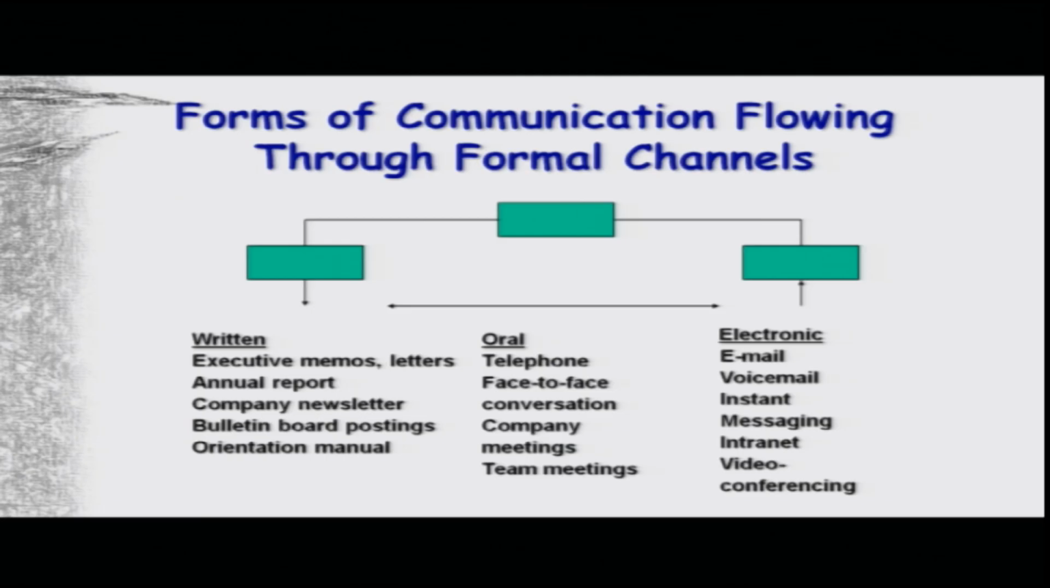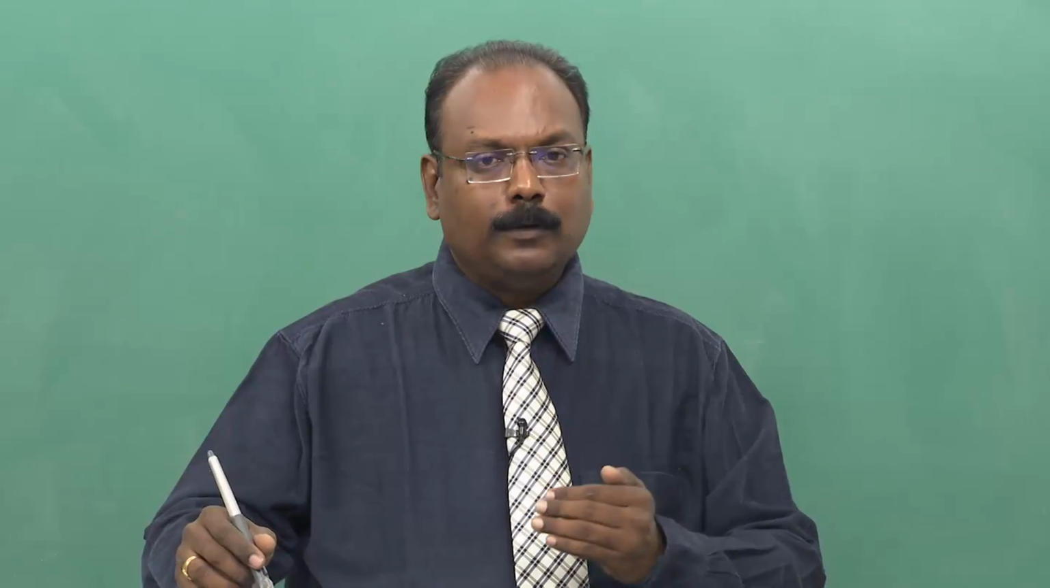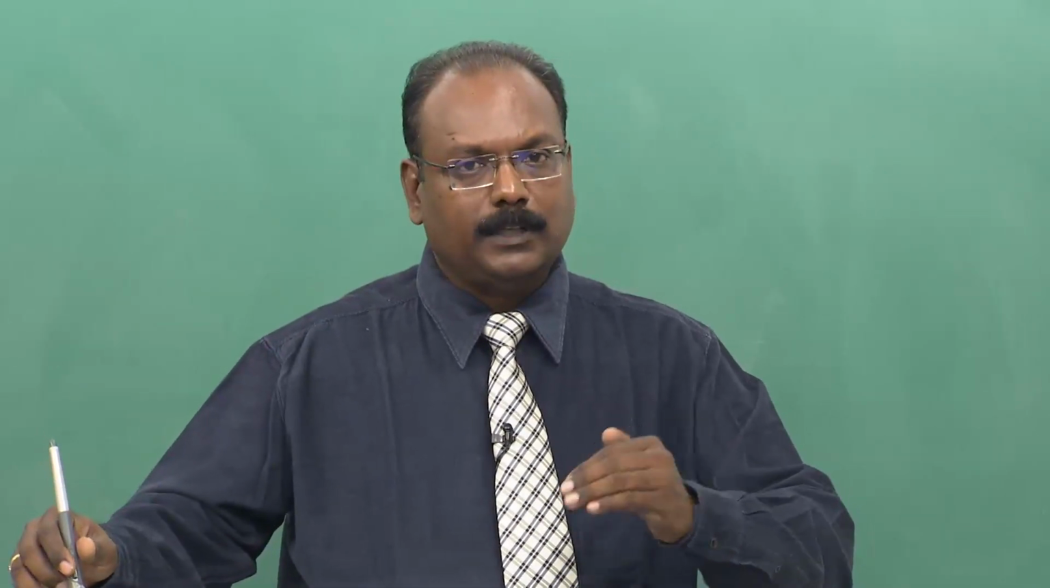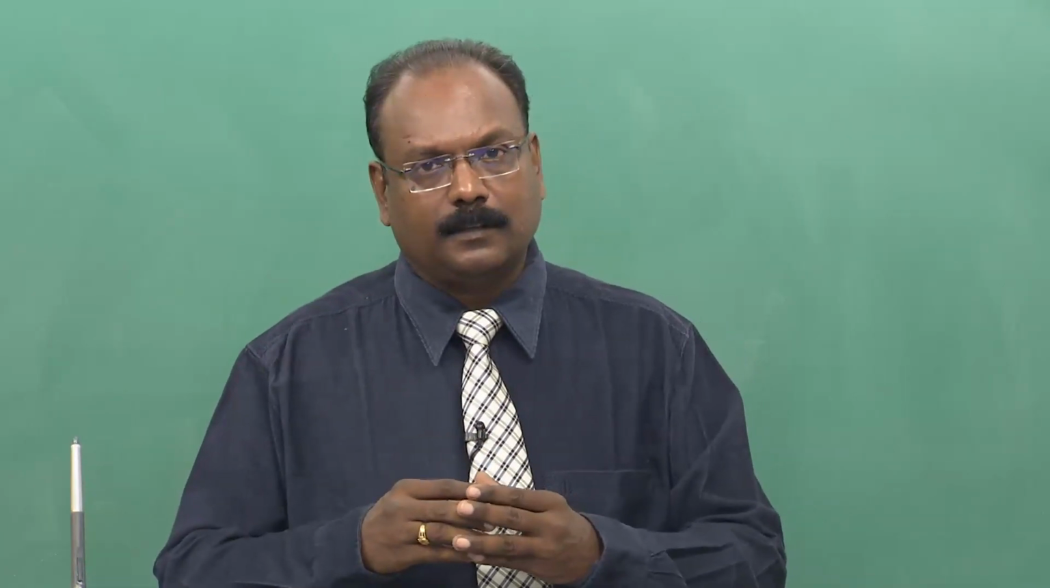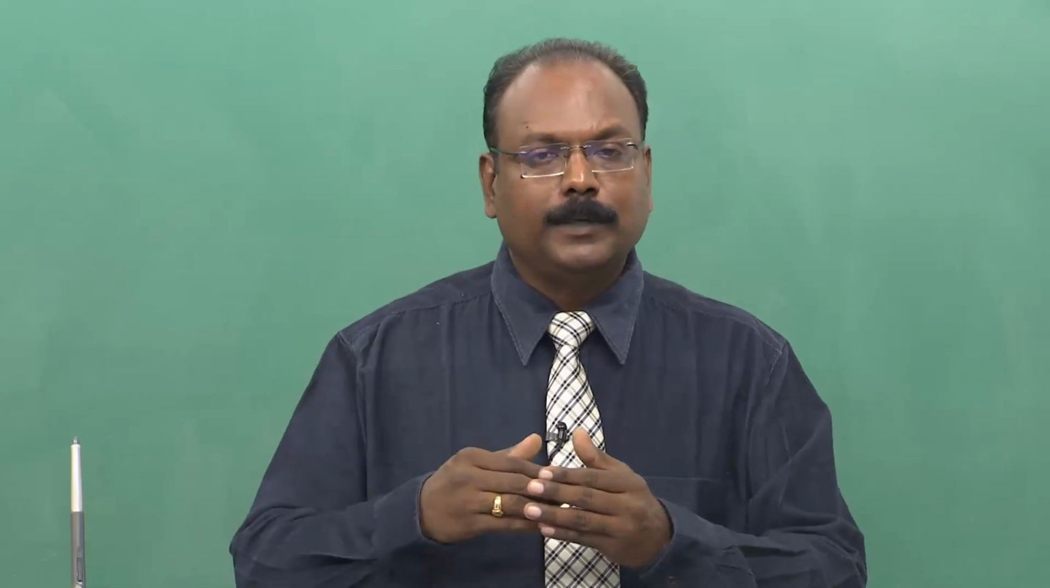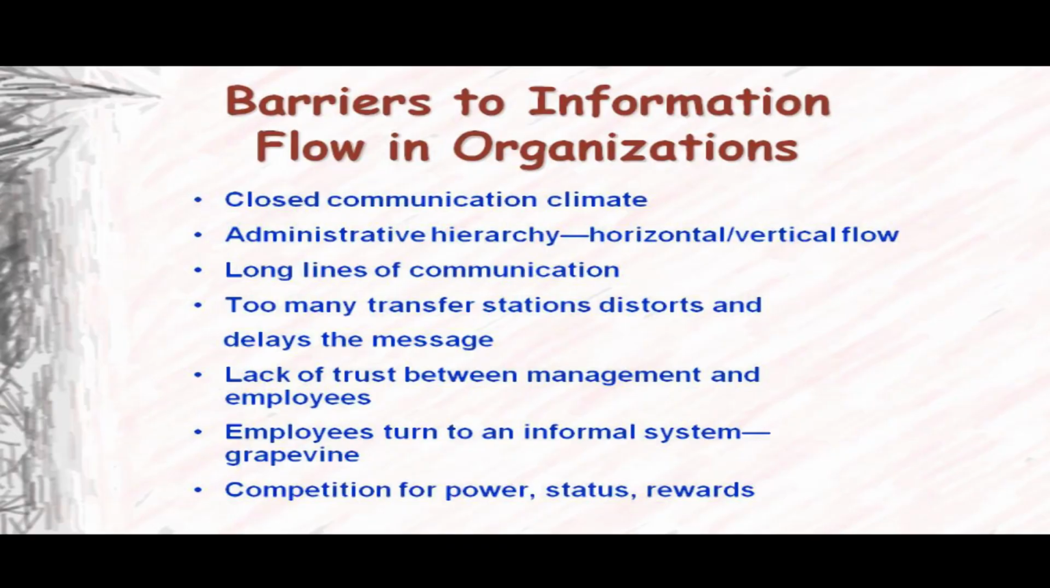The electronic media form of communication includes email on the top, then voicemail, instant messaging, intranet use of mails, and then video conferencing is also used. Now, when there is this flow of channels and there is upward, downward, horizontal movement, obviously there will be barriers, especially to the information flow in organizations. I will give some illustrative examples, but why are the barriers happening in companies?